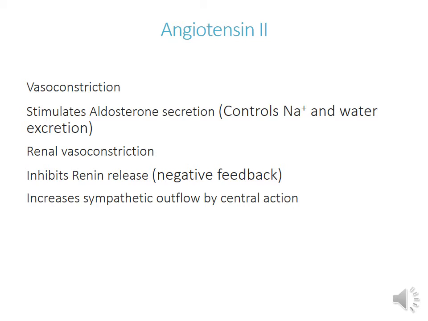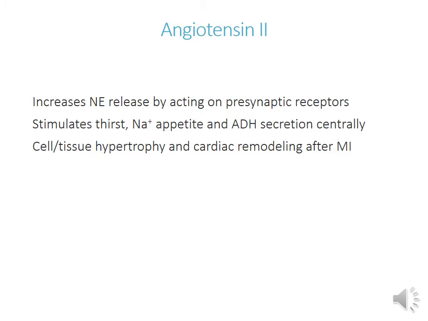And also you'll see some increase in sympathetic outflow via a more central CNS action. They'll work to increase release of things like norepinephrine by acting on some of these presynaptic receptors. It'll work by stimulating thirst, so especially with things like ADH secretion, which we said is antidiuretic hormone. It's a very potent stimulator of thirst. And then also it can help to cause some cell and tissue hypertrophy, even cardiac remodeling after MI. So this is where we see a lot of issues, especially post-MI, and we see worsening congestive heart failure with a lot of that remodeling. So by having angiotensin 2 here, it's really responsible for a lot of that. So if we can blunt that effect, potentially we can have some positive effects on remodeling of the heart.